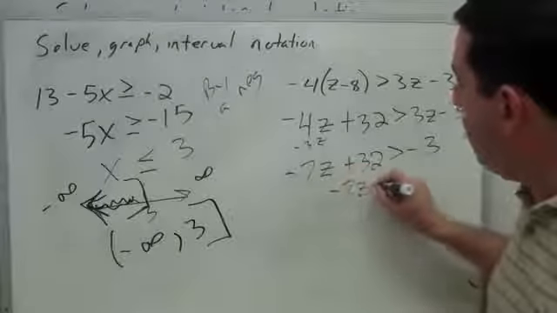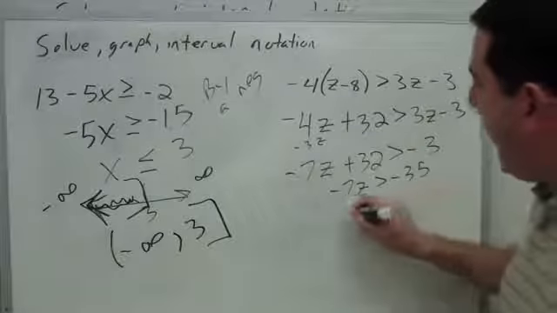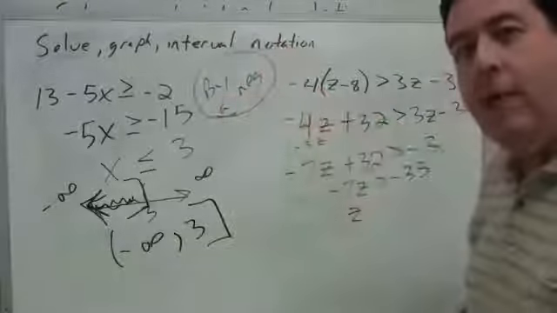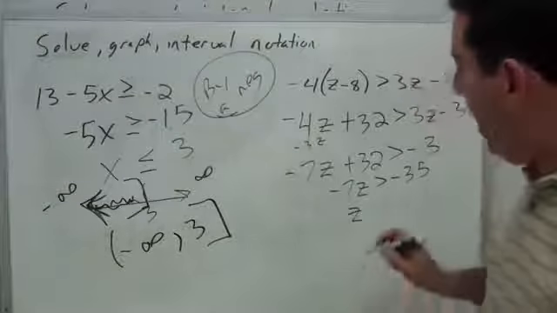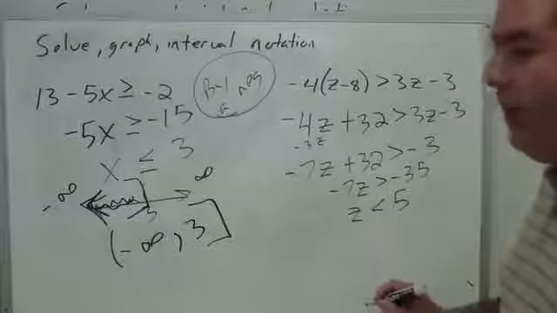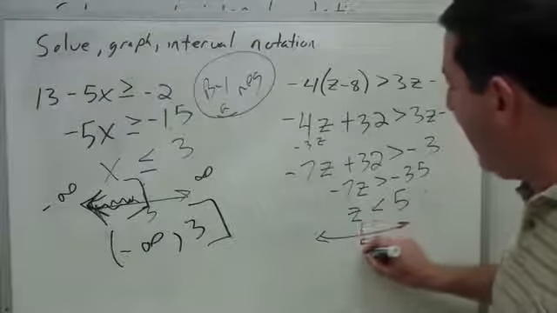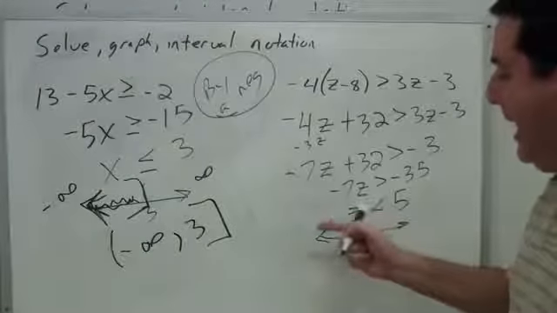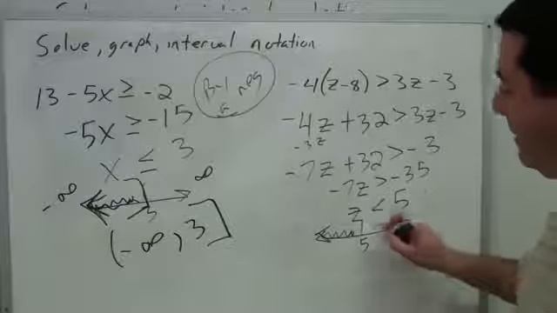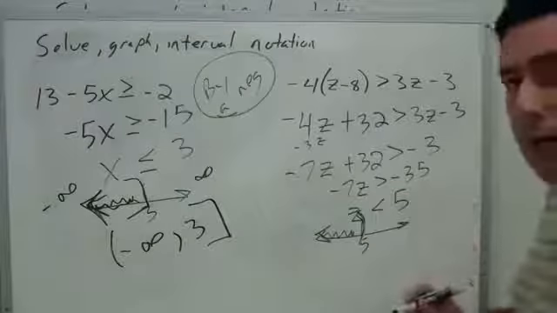So let's move the 32 across, subtracting it, and let's divide by minus 7. Now again, if we are dividing by a negative, you flip the direction of the inequality. So this says z is less than 5. As I draw my picture, the critical value was at 5. Things that are less than 5, I'm shading to the left. And at 5 itself, we need parentheses since 5 is not included.